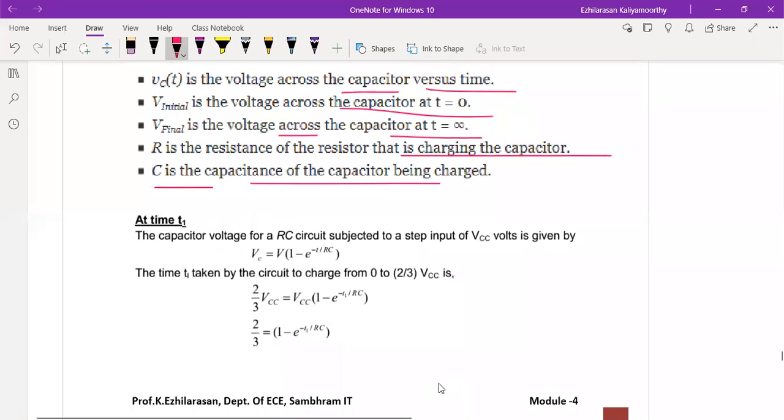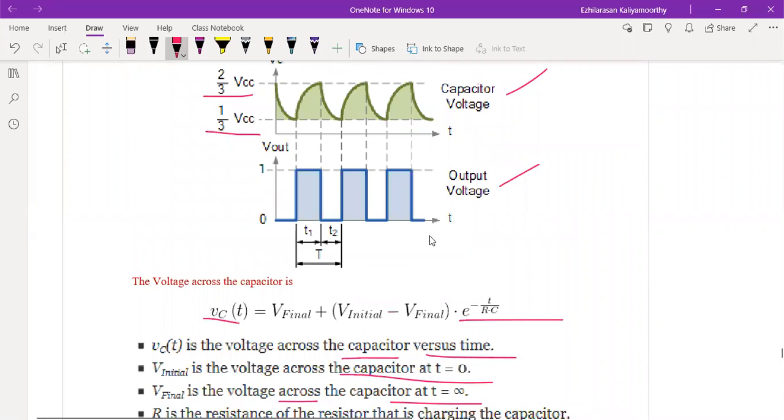Now at time t1 and t2, we have to calculate the rise time and the fall time. It's very, very important. At time 1, this portion is the rising time. I can write the pulses like this. Normally, this is the pulse. So the rising time is this, and the falling time is this, which we call TF.